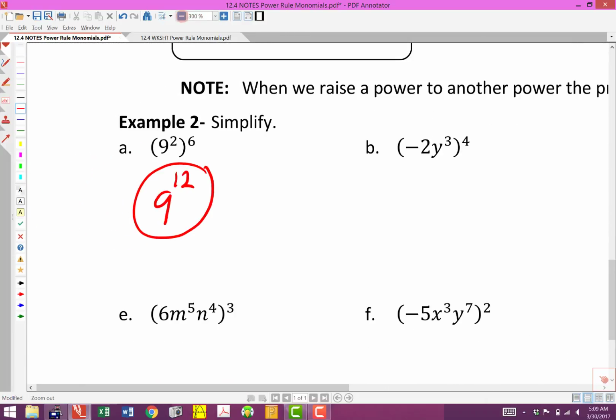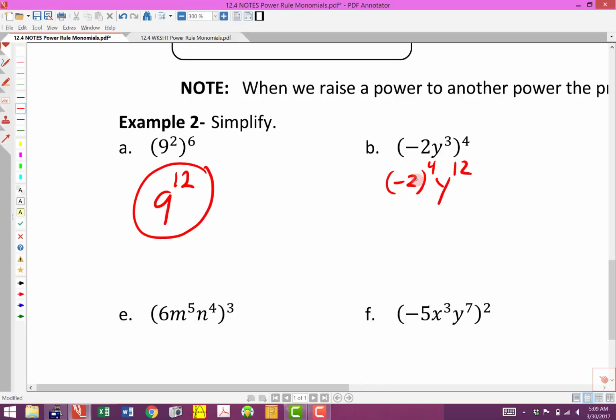The next one is negative 2y to the third, raised to the fourth. Now, you'll notice that this is negative and it's inside the parentheses, so that really means we have 4 negatives, 4 2's, and 4 of these y's right here. So I'm going to put that in parentheses, so negative 2 raised to the fourth, and then this is going to be y to the 3 times 4, which is 12.